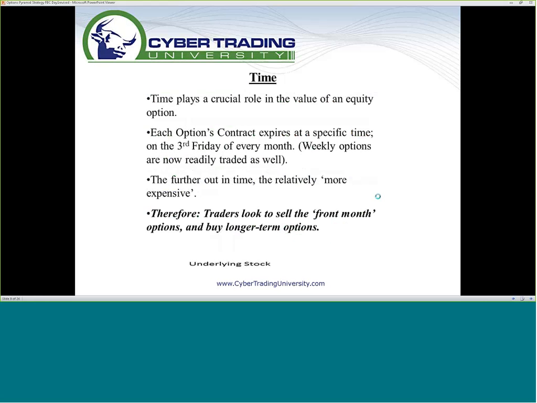That's price. Now, the second element in trading options is known as time. Time is one of the most important aspects of trading options because all option contracts have a finite amount of time. All option contracts expire. Typically, option contracts expire on the third Friday of every month, known as options expiration. However, we also have what are known as weekly options. Weekly options expire every Friday.